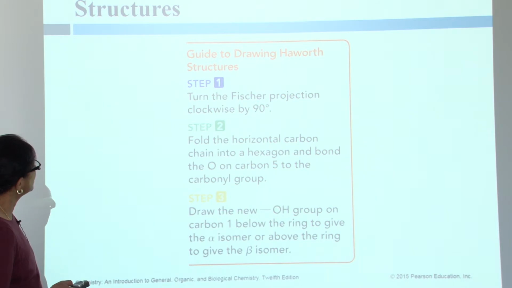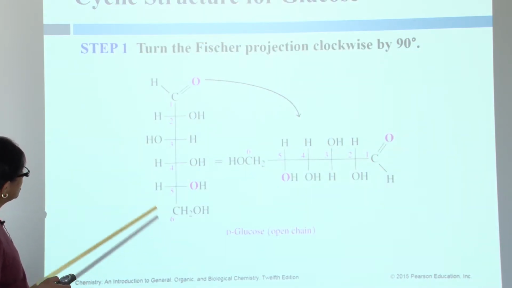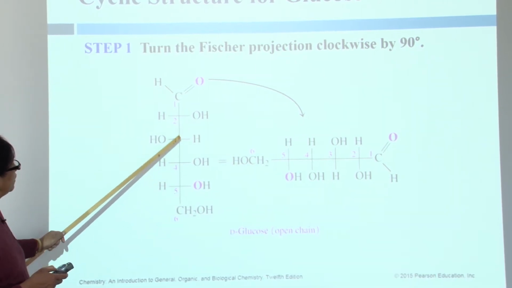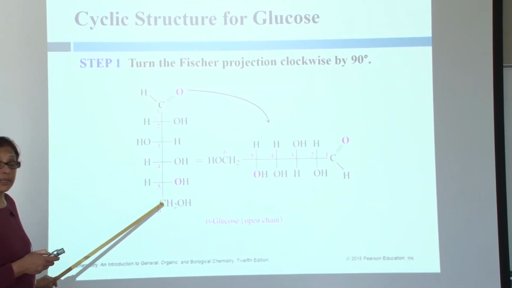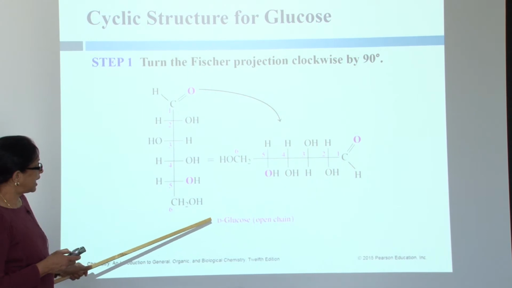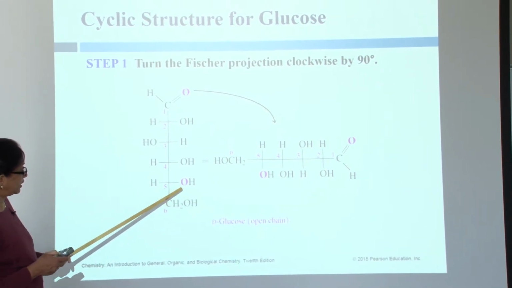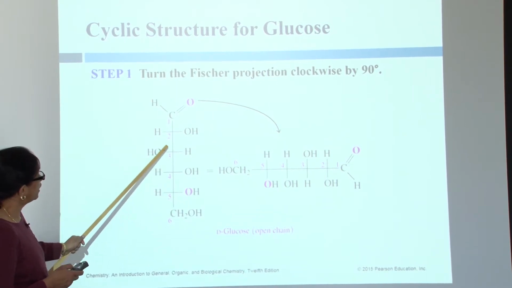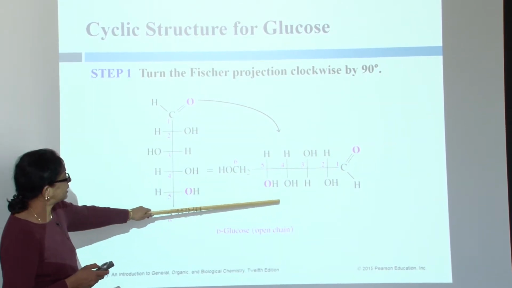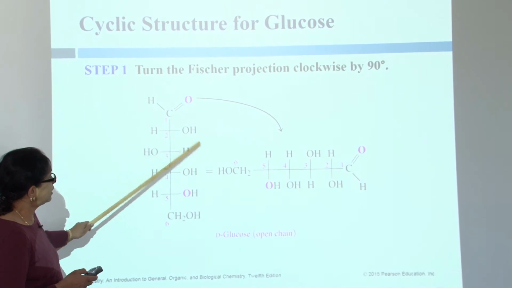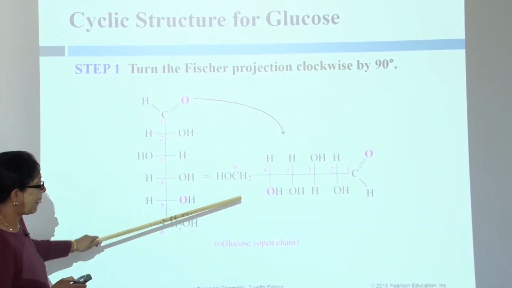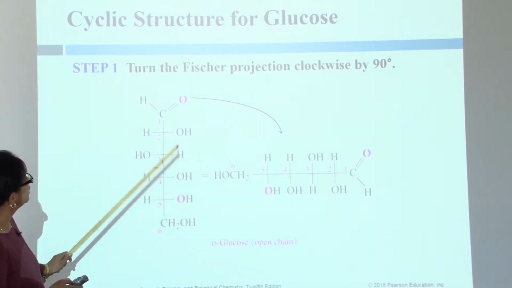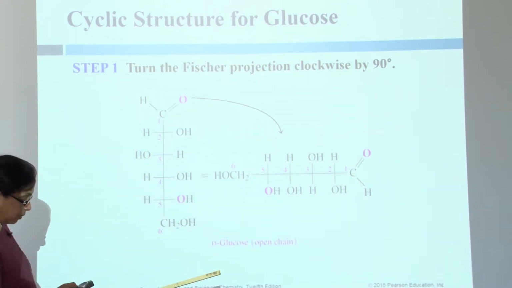So let us take an example. This is our Fischer projection, and this is 1, 2, 3, 4, 5, 6, a 6 carbon glucose. And this is D-glucose. The OH is to the right. So we are turning the Fischer projection 90 degrees clockwise. So here, horizontal. This is the first step in setting up a Haworth structure: turn the Fischer projection clockwise.